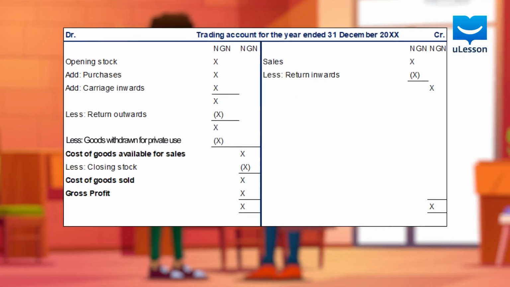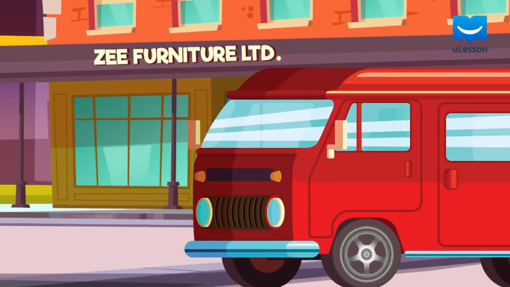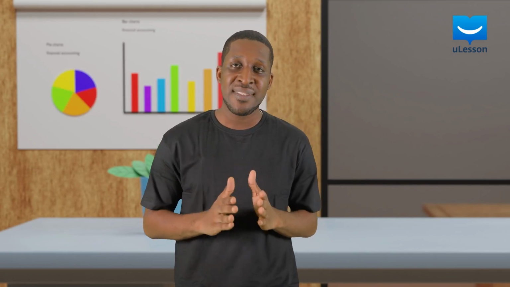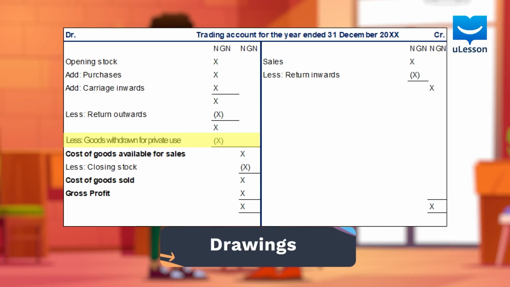The next item is the return outward. Now, return outward is the value of goods returned back to the supplier. It is deducted from the sum of the opening stock, purchases, and carriage inwards. Next on the list is the goods withdrawn from private use, which can also be referred to as drawings. This is the cost of goods that is withdrawn for private use by the owner of the business. This is peculiar to sole proprietorships.